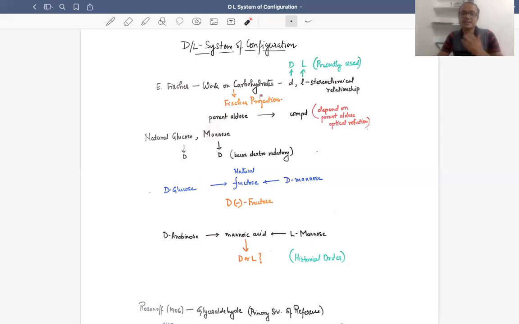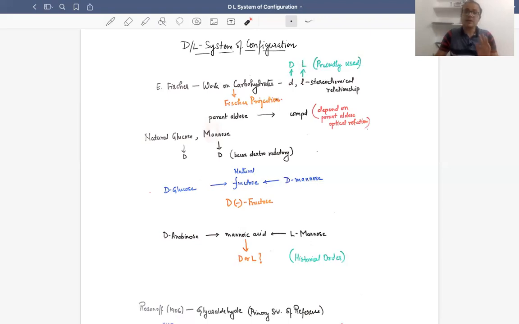And as he started to discover new and new monosaccharides, it became essential for him to classify them into groups in order to categorize them properly. Okay, so for that he used a kind of stereochemical relationship, which he referred to as small d and small l. Okay, which now we know as the capital D and the capital L.